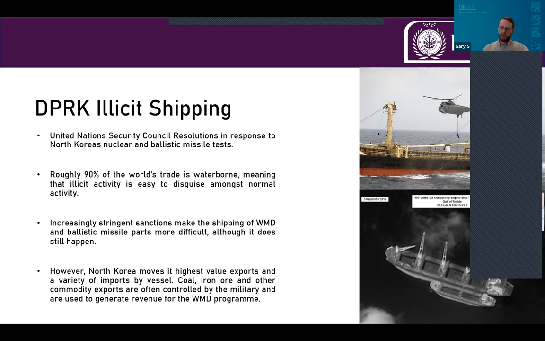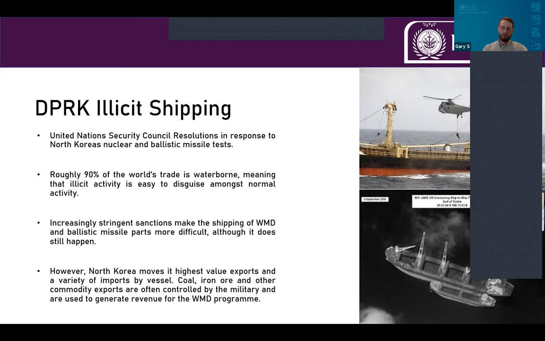Why we focus on the shipping aspects is that, of course, a lot of world trade is waterborne, the vast majority of it. And it's not just North Korea that uses this means of transportation to conduct illicit activity, but also many other states and criminal organizations across the world.